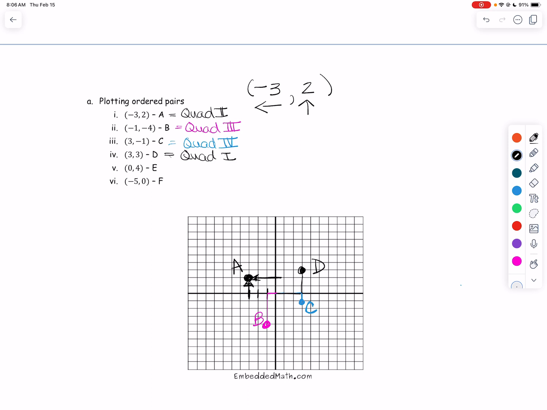Now, the next two points are actually points that sit on an axis. So remember here, I'm going to draw a line over here. The point 0 goes nowhere in the x direction, and then it will go 4 units up. So that is going to be 0 in the x, so I'm going to go 1, 2, 3, 4. Here is my point, and that is E. And so this is on the y-axis. It is not in a quadrant.